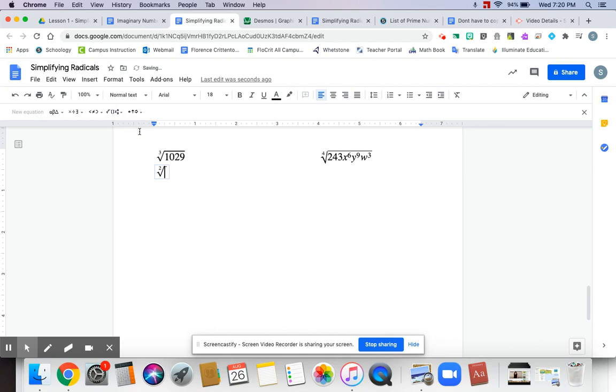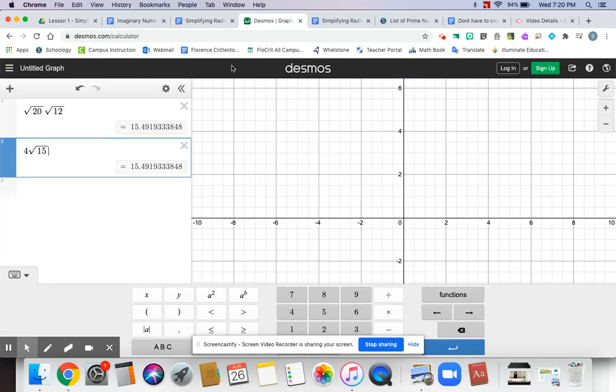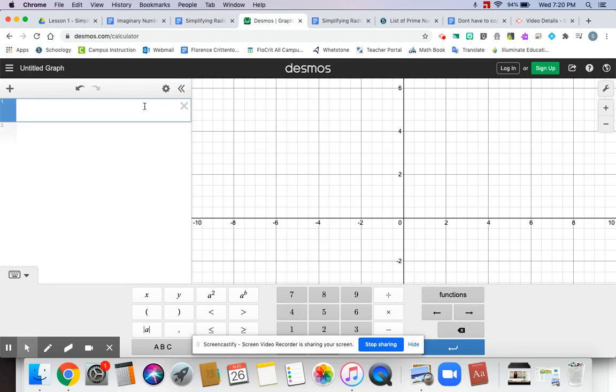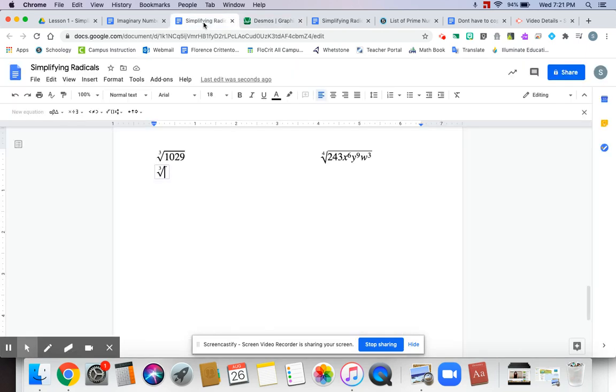The cubed root of 1,029. So I'm going to just go ahead and try to start breaking it apart. Divide by 2? No. 3? Yes, 3 and 343.